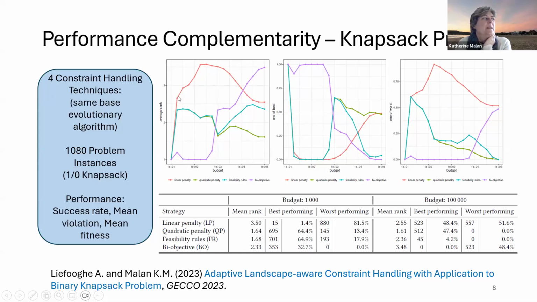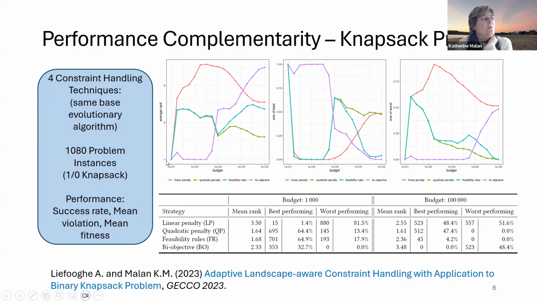This is the rank of the algorithm, where 1 is good. Here we have a linear penalty, a quadratic penalty, feasibility rules, and bi-objective. So we just use the 4 different algorithmic approaches to constraint handling. And this is, we've called it budget. It's actually the wrong word. It should be evaluation. So this is like how long the algorithm is running for, in this case just an evolutionary algorithm.